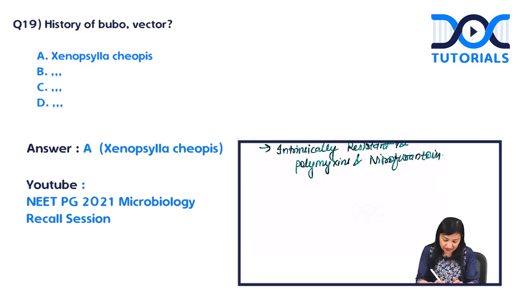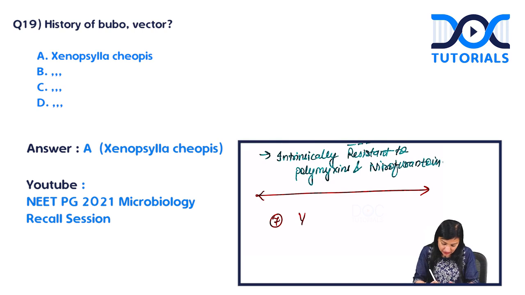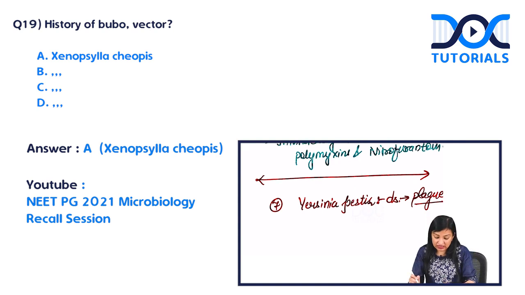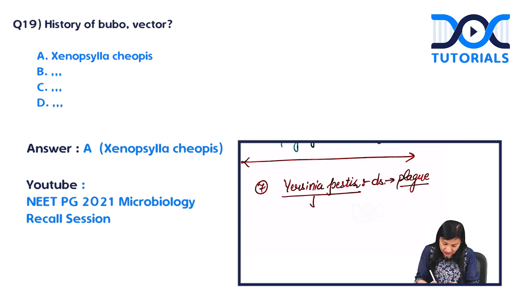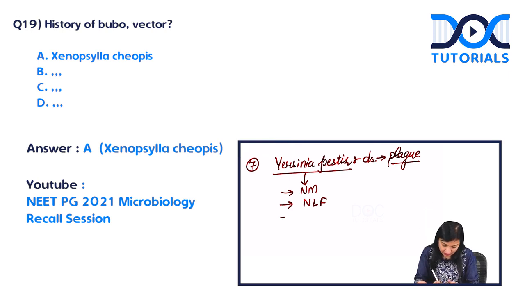The seventh organism in Enterobacteriaceae family is Yersinia pestis, which causes the disease plague. Yersinia pestis again is kind of a lazy organism in the sense that it is NM, that is non-motile. Okay, it is non-lactose fermenter. It is also non-hemolytic.